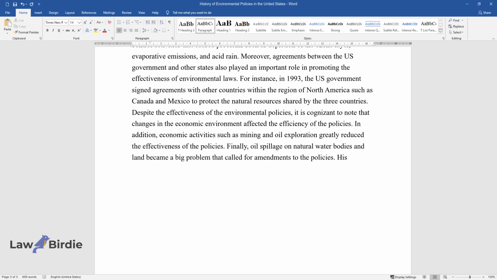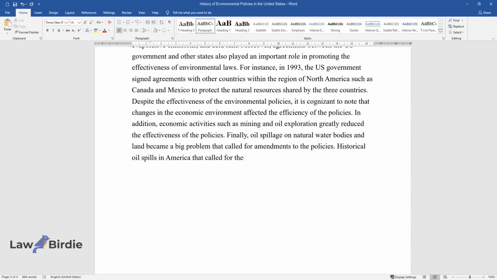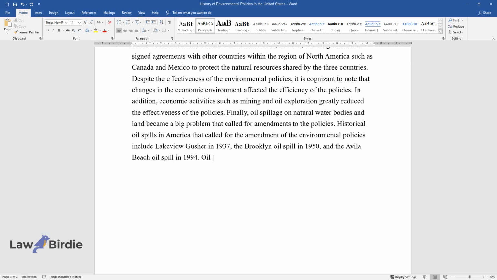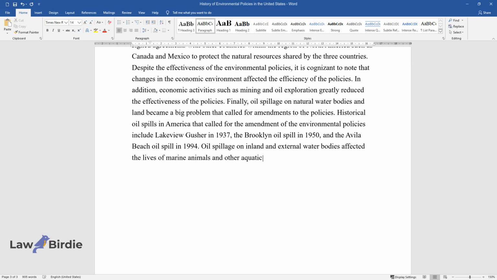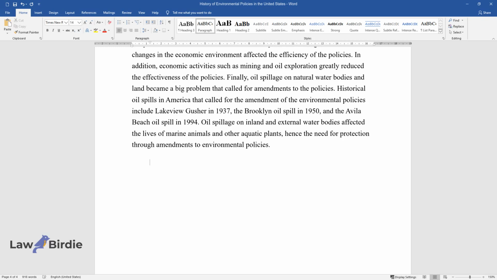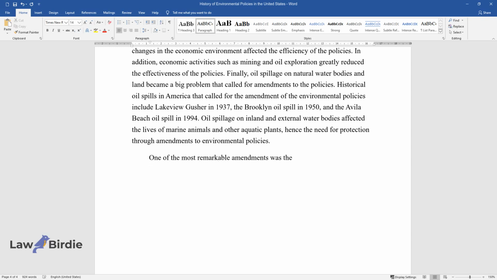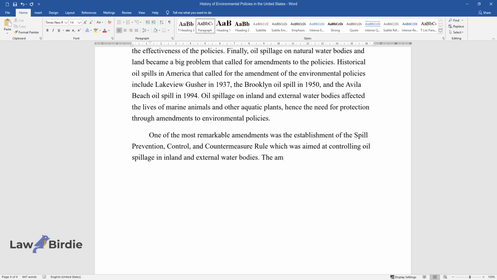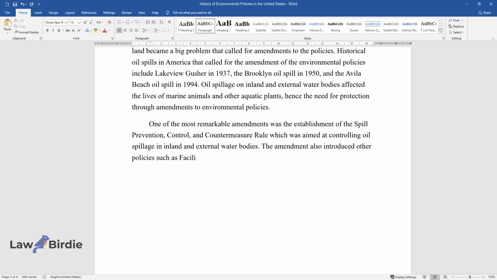Historical oil spills in America that called for the amendment of the environmental policies include Lakeview Gusher in 1937, the Brooklyn oil spill in 1950, and the Avila Beach oil spill in 1994. Oil spillage on inland and external water bodies affected the lives of marine animals and other aquatic plants, hence the need for protection through amendments to environmental policies. One of the most remarkable amendments was the establishment of the Spill Prevention, Control, and Countermeasure Rule, which was aimed at controlling oil spillage in inland and external water bodies.